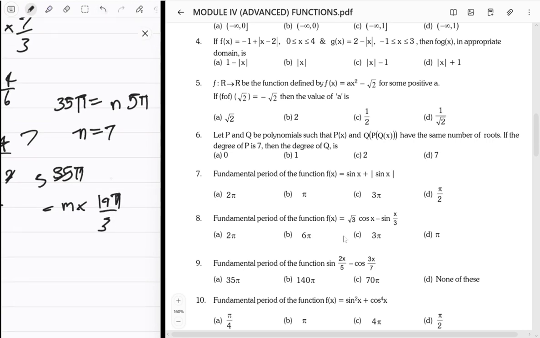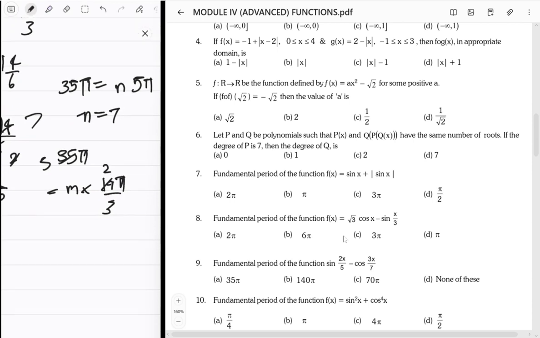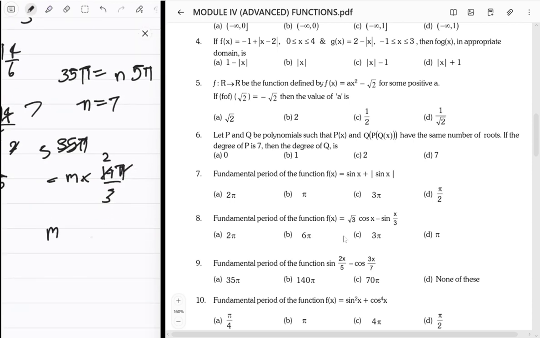So this is 5 over there. That's going to be 2 over there. So m is just equal, that pi cancels. M is just equal to 15 upon 2, which makes no sense. It's not an integer. So what do you get? 70 pi is the thing. Next question.